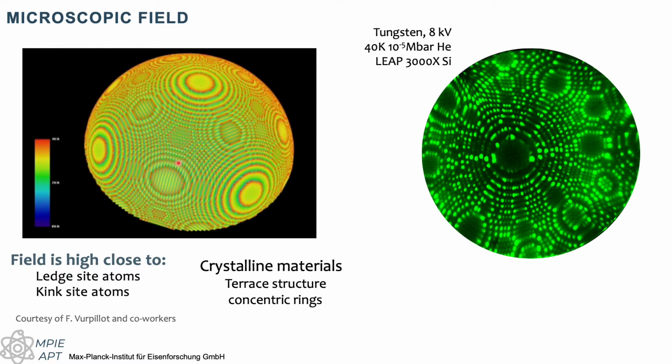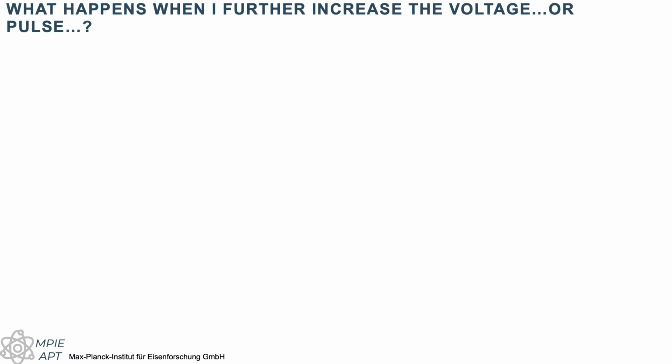And this pattern is basically similar to what we were observing by field ion microscopy, with this series of concentric rings corresponding to different atomic planes. And here you can see and image individual atoms, because the distance between two atoms becomes sufficiently large that the field variations associated with individual atoms become visible. So what happens when we keep increasing the voltage, so the field?